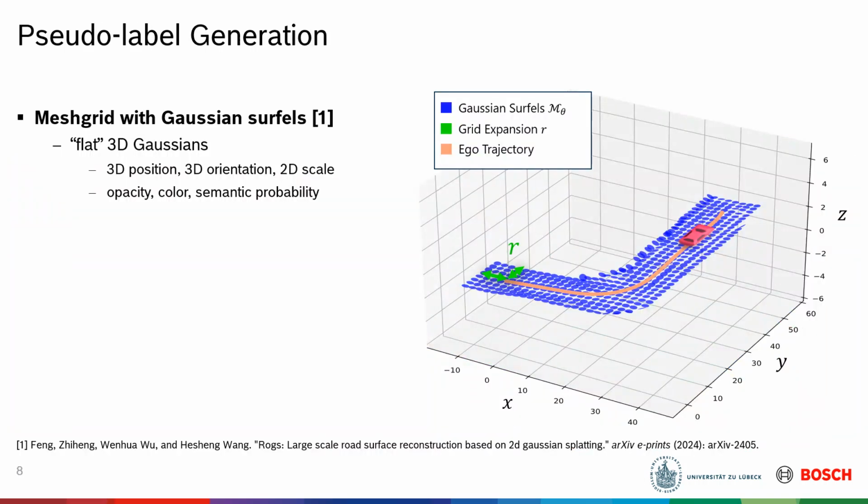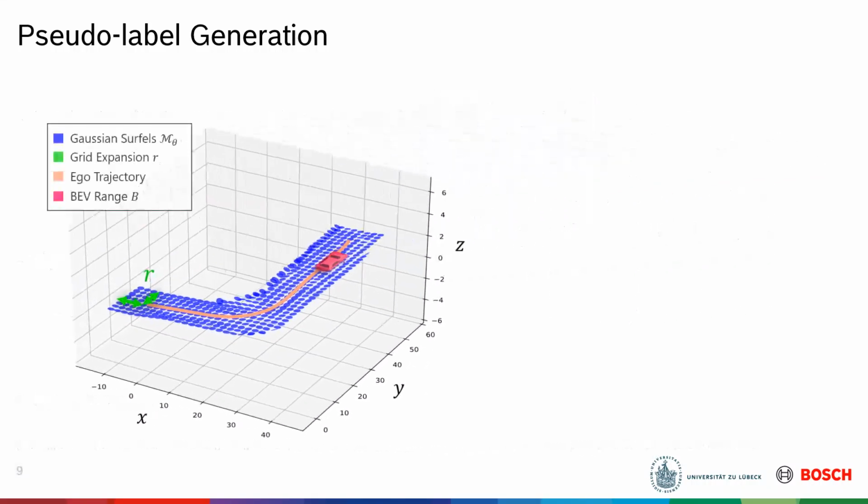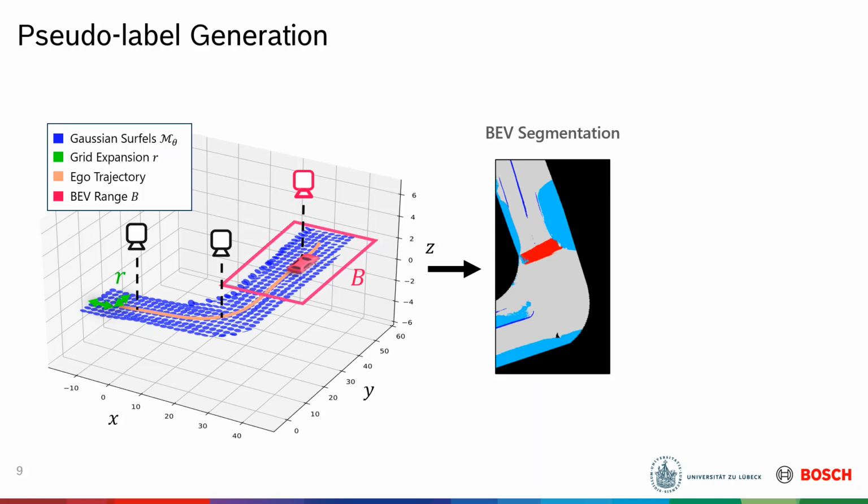To generate the pseudo-labels, we model the road surface as a grid of Gaussian circles. You can think of these as flat 3D Gaussians with a 2D scale. Each circle has its own opacity, color, and semantic probabilities. We optimize the surface model using color and semantic losses from the perspective view images. Optionally, we can also use LiDAR data to supervise the elevation and even combine multiple trips into a single consistent surface. After the optimization, we render the corresponding bird's-eye view and use standard computer vision techniques to generate the vectorized pseudo-labels.